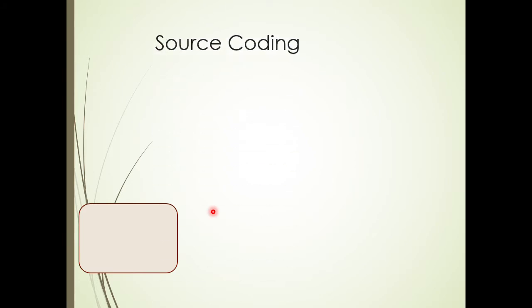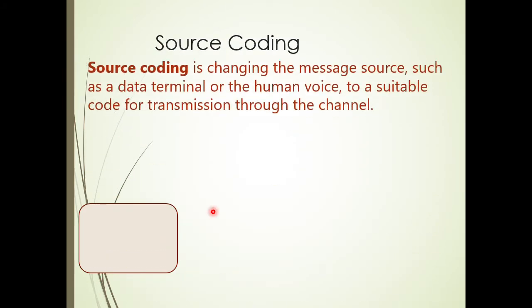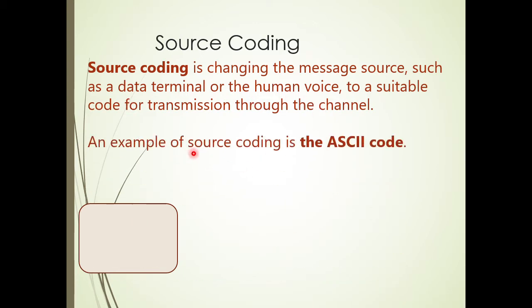To begin, we have source coding. Basically, source coding is the process of changing the message source to a suitable code for transmission through the channel. The message source could be data terminal or the human voice. An example of source coding is the ASCII code.